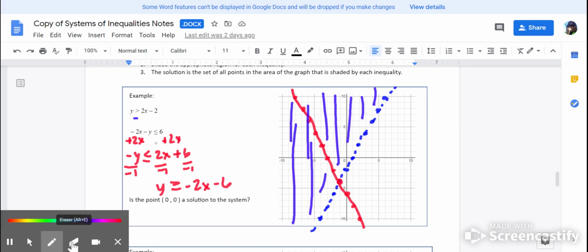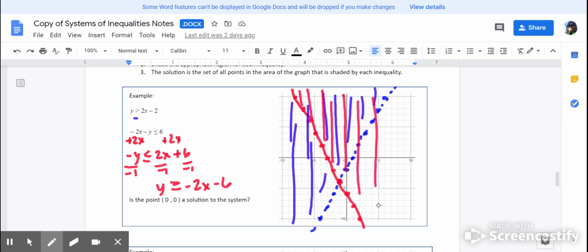Notice I'm using different colors. It does help track items. And then greater than negative 2x minus 6. So that's going to be on top of your line, this area. Remember, you can always test and check. Plug in 0, 0 to see. And it is true that 0, 0 is a part of the solution.